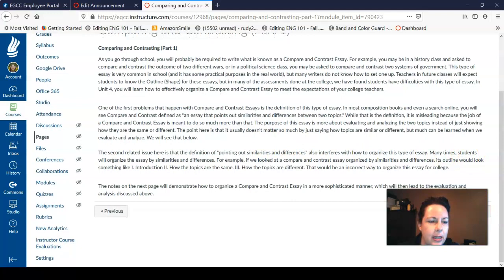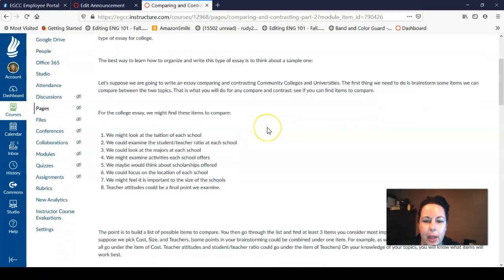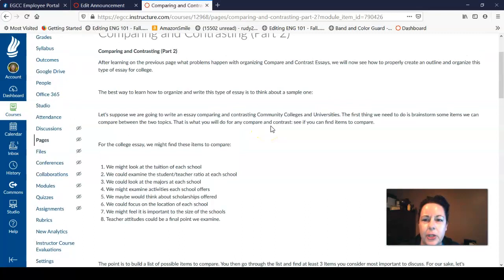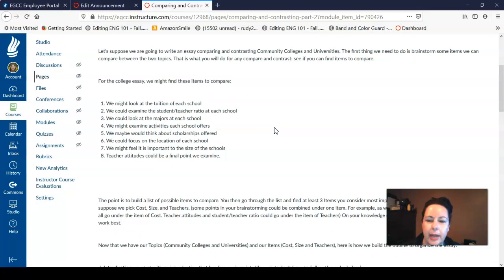The next thing to consider when you're writing these essays is the topics that you're going to compare. This next page is going to take you through how to organize it and how you're going to start preparing for your essay. Remember, last unit we talked a lot about organization, so looking at an outline of how you're going to go through this essay will be very helpful. I like these 2 pages in our class because they go through the entire process for you.